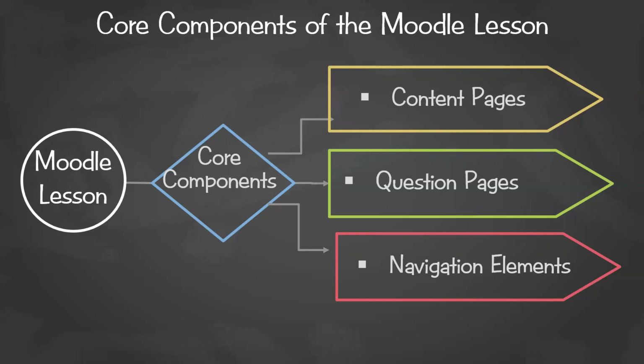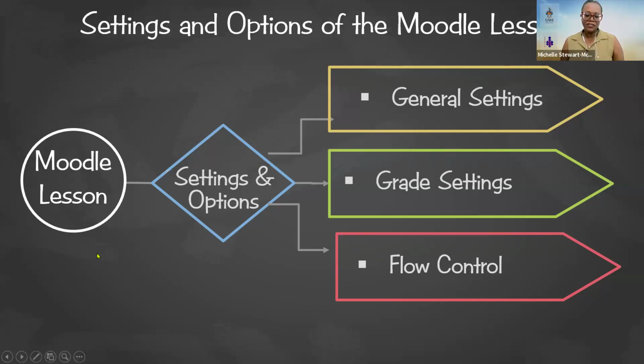Okay, great. Now, in addition to the core components that make up what a Moodle lesson is and what makes it different from a file or a book, we have what we call the settings. And there are three types of settings that I'm going to just quickly look at. There are the general settings, the grade settings, because we have grades and feedback that we give. And then there's what we call the flow control. How does the student control how he or she moves through the lesson that we have put up?